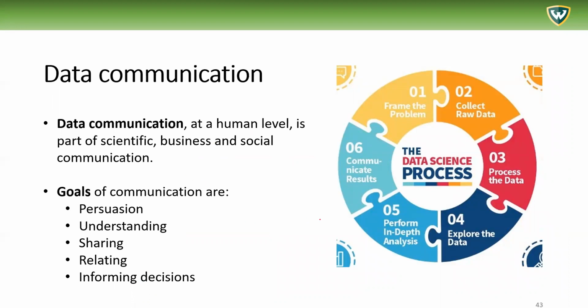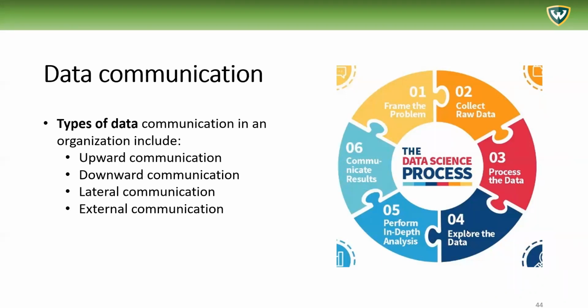Moving along into the data communication realm, so we're kind of finally getting here into the last dimension. Data communication at a human level, that is not at the technology network communication, is part of scientific, business, and social communication. And in general, goals of communication in these contexts are for persuasion, for understanding, for sharing information, for relating and connecting to others, and for informing decisions.